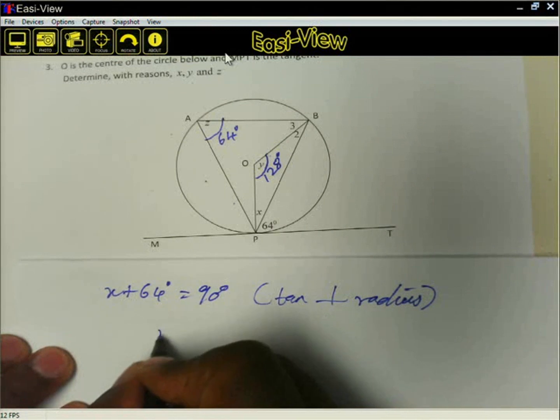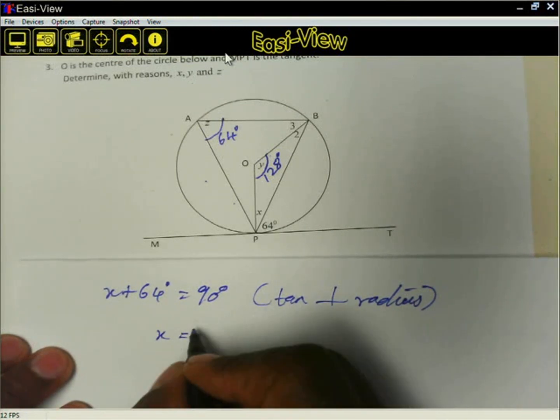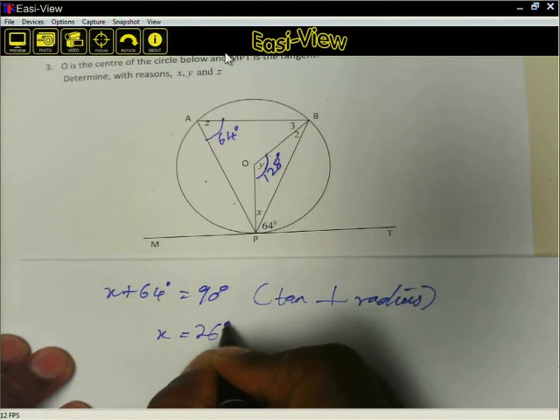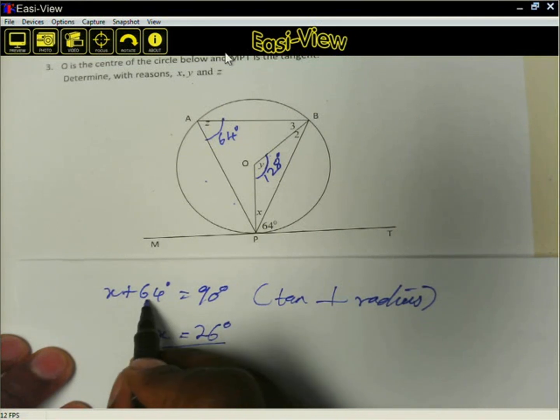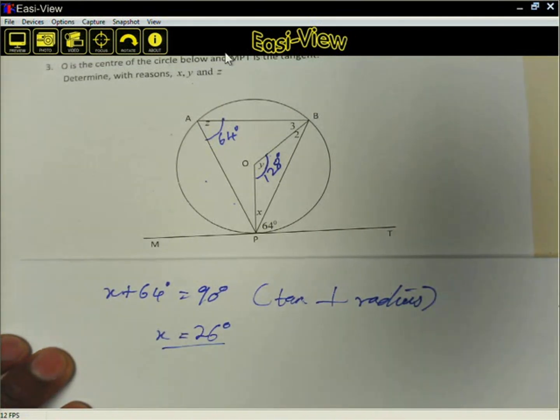Then you just have to solve X. Therefore, X will be equal to 26 degrees, because you've got to transpose 64 to the right, then you've got 90 minus 64, which will give you 26 degrees. That's how we solved that one. We applied theorems to calculate the sizes of angles.